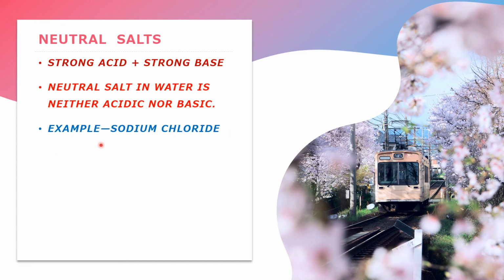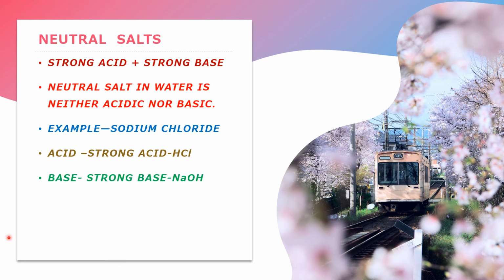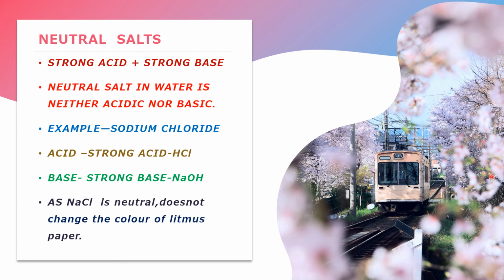Can you identify the acid and base from this? Sodium chloride. What will be the acid? The acid is the strong acid HCl. And guess what the base is? The base is the strong base NaOH, sodium hydroxide. As sodium chloride is neutral, it doesn't change the color of litmus paper. It is neutral, neither acidic nor basic.